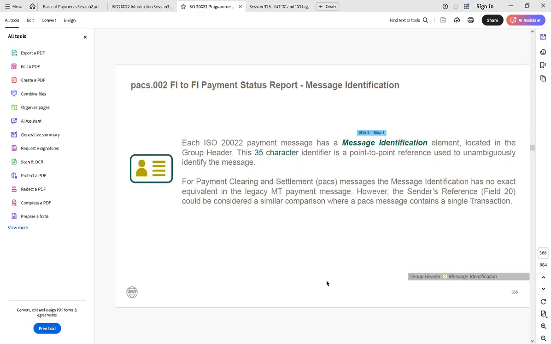Group header, message ID, right? Any doubt on message ID? We have studied message ID so many times, and how it looks. I'm not going to repeat it again. I will just check whether I have that handy with me. Otherwise, I will show you next time.